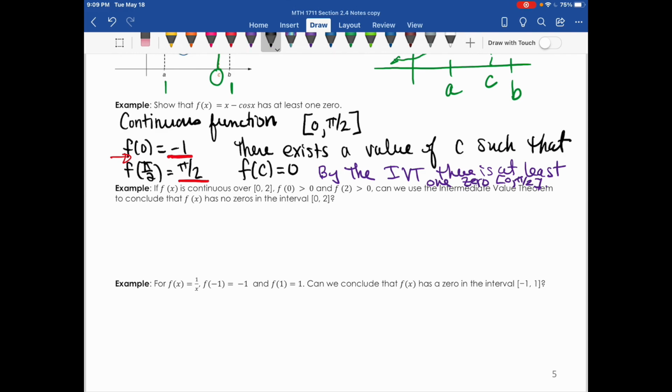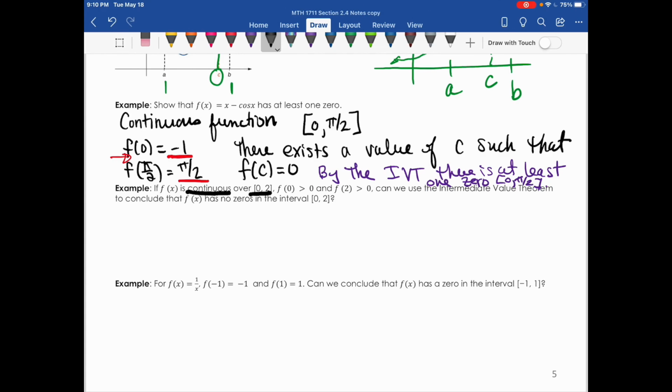If f of x is continuous over the interval from 0 to 2, so here's the key thing that we need to be able to use the intermediate value theorem. And the problem is telling us it is continuous and it's on the interval from 0 to 2, the closed interval. F of 0 is positive and f of 2 is positive. Can we use the intermediate value theorem to conclude that f of x has no zeros in the interval 0 to 2? That would be false.